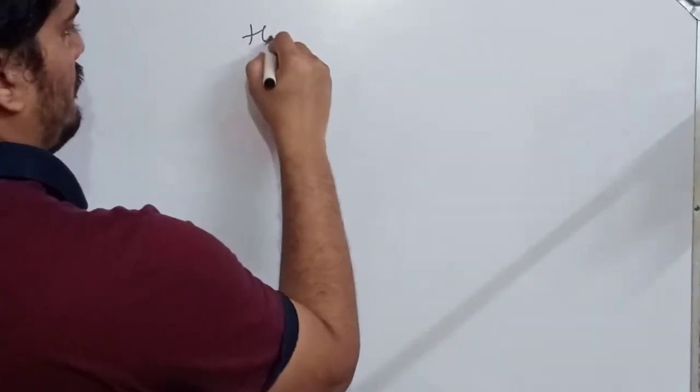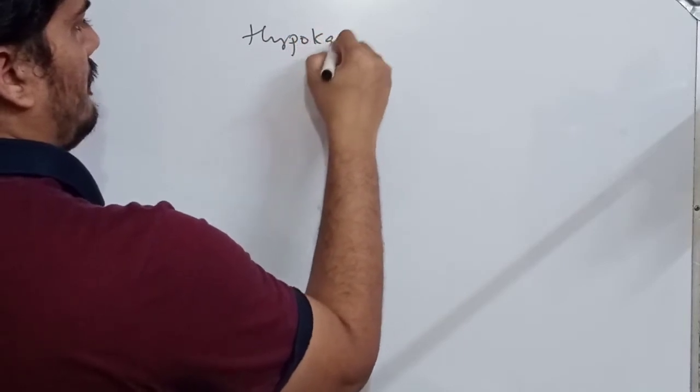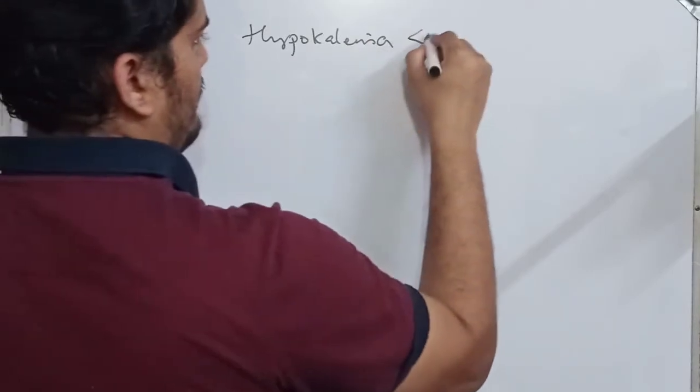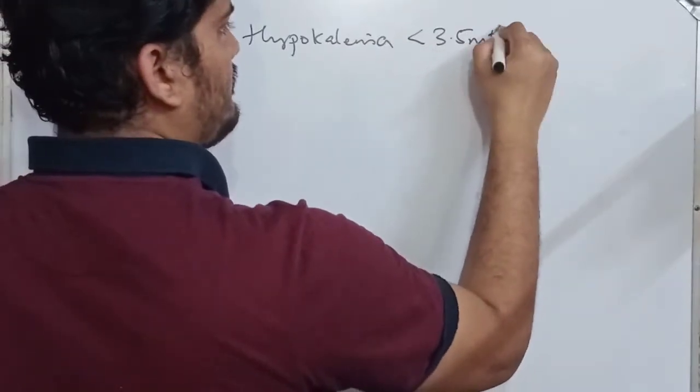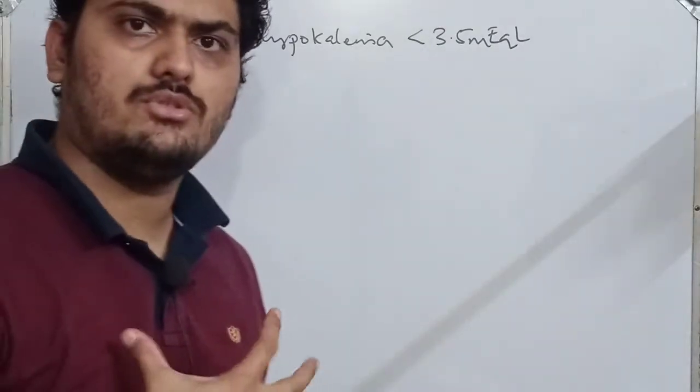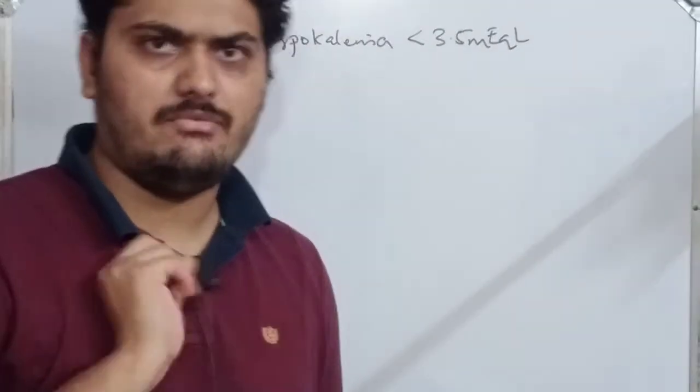We'll try to understand briefly the assessment of one important electrolyte abnormality called hypokalemia. Imagine a patient coming with a blood report showing potassium levels less than 3.5 milliequivalents per liter, and then how we should go forward, in a very brief fashion.